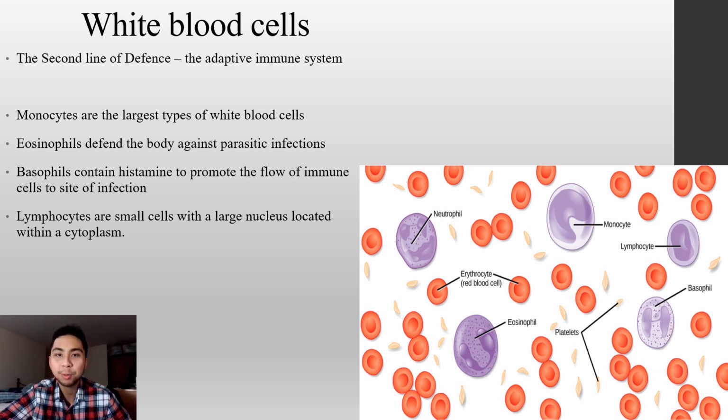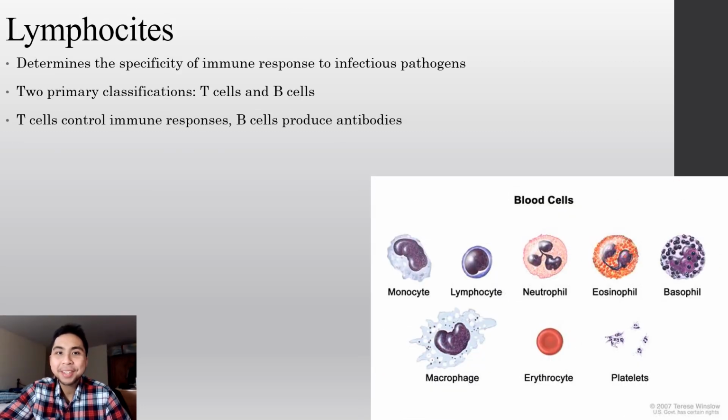Lymphocytes are small cells which have a large nucleus located within a small amount of cytoplasm. As mentioned in the previous slide, lymphocytes are a type of white blood cell which can be found in lymphatic tissues around the body. There are two types of lymphocytes, T cells and B cells.